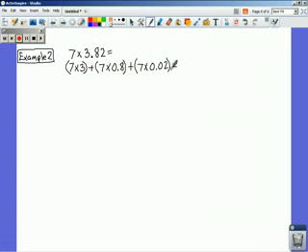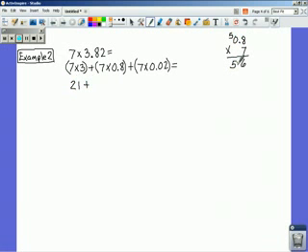Alright, now it's just a matter of doing our arithmetic. We know that 7 times 3 is 21, but we don't know what 7 times 8/10 is, so we'll go to our scratch area and we'll write 0 and 8/10, and we will multiply that times 7. We know that 8 times 7 is 56. Carry our 5. 7 times 0 is 0, plus 5 is 5, so 56.